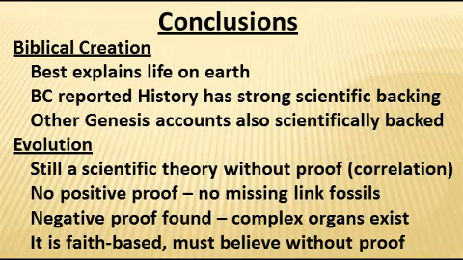On the other side, we have evolution, which, as you've seen, is still a scientific theory. It has no proof. If you look at the scientific method video, you will see that scientific theories start out as correlations until they gain proof. So evolution is really still a scientific theory that is a correlation, not a proven science. You've seen that there's no positive proof for evolution. No missing link fossils have been found after 150 years, and you've seen at least one indication that a complex organ has been found, and I'll show you several. But the living cell is a complex organ that negates evolution theory.